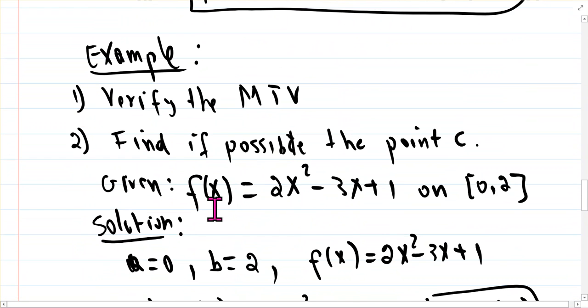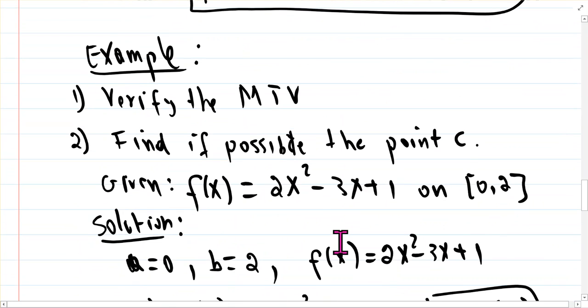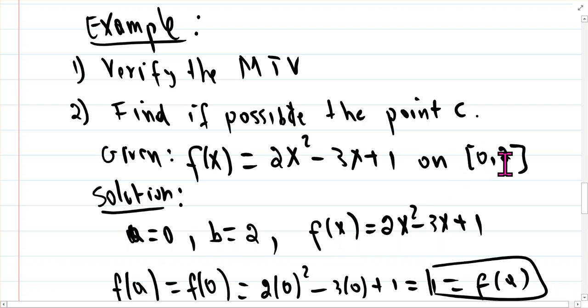They give us this function f of x equals x squared minus 3x plus 1, and they also give us this closed interval 0, 2. And they want us to find, if possible, the point c that will satisfy the mean value theorem, meaning that will satisfy f prime of c equals f of b minus f of a divided by b minus a. As you can see, from the interval, a is 0, b is 2, and the function f of x is given to us.